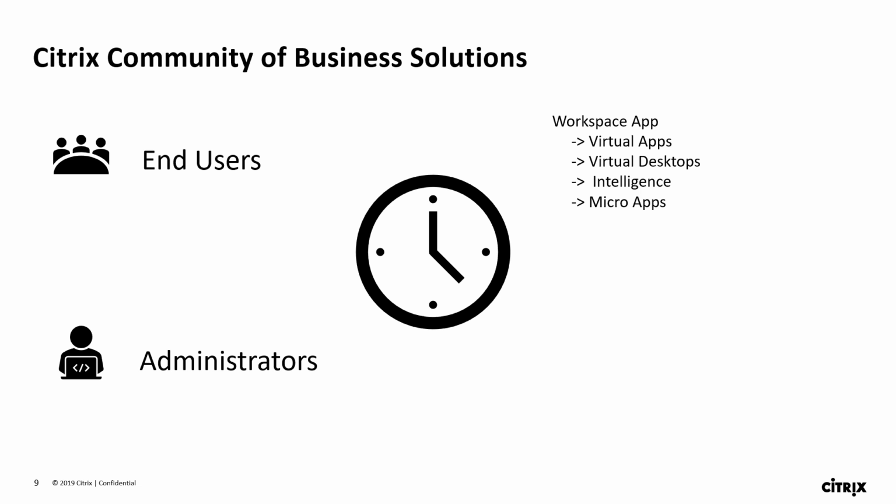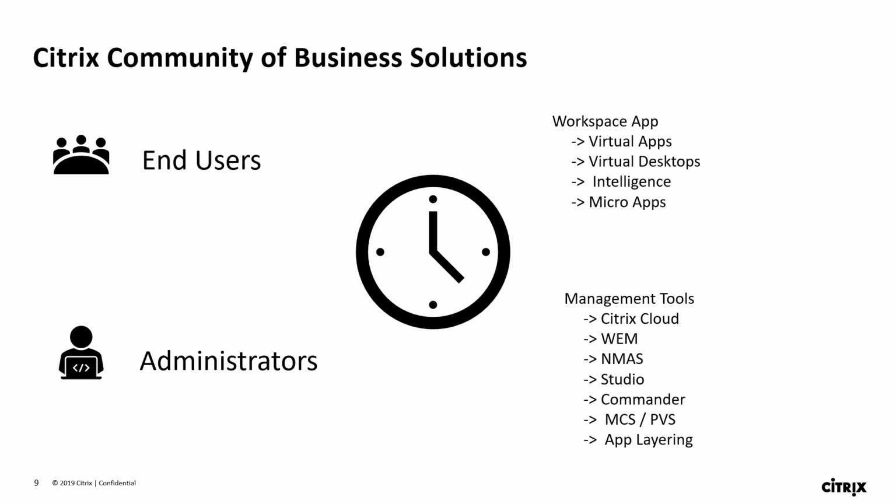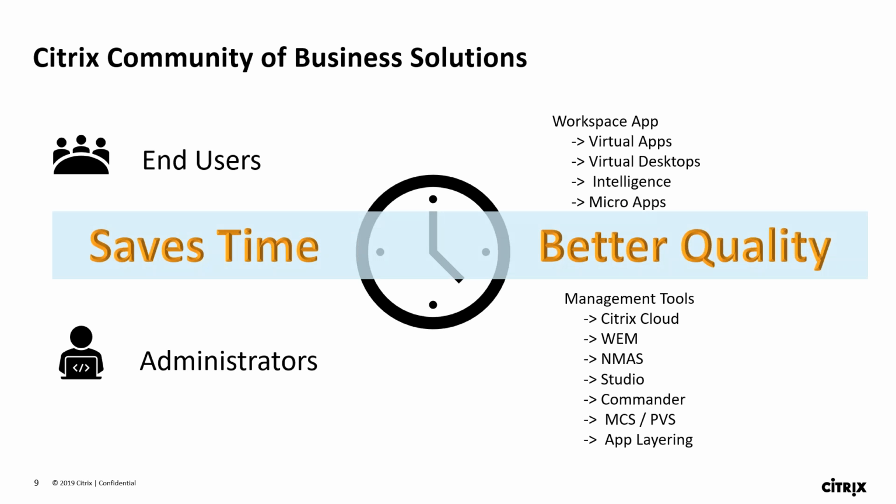But that all gives the end user the ability to save time and to have more time available to concentrate on their tasks. On the administrative side, we have management tools. The management tools are the Citrix Cloud, WEM, NMOS, Studio, Commander, machine creation services, provisioning services, and app layering is part of that management layer that also gives us the ability to save time and create better quality products or better quality results that the end users enjoy and administrators find easier and easier to manage.